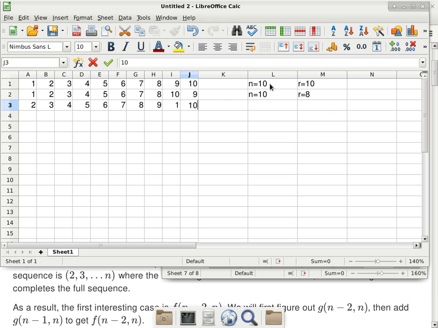Are there any questions about these 2 sequences? We are talking about row 2 and row 3. Are there any questions about these 2?